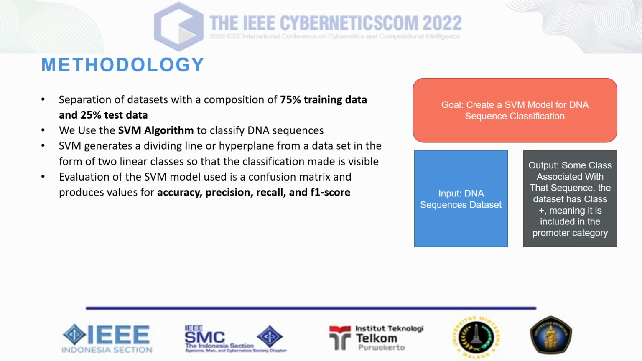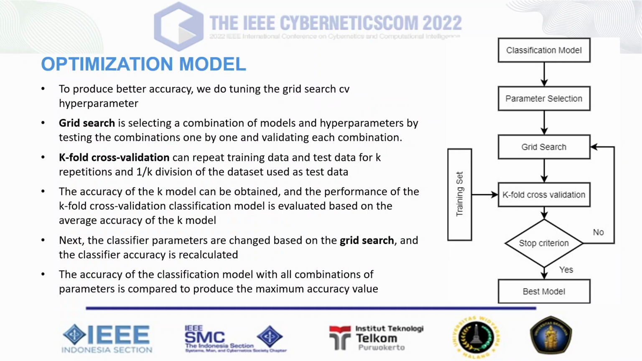SVM generates a dividing line or hyperplane from a dataset in the form of two linear classes so that the classification method is visible. For the evaluation, we use a confusion matrix and produce values for accuracy, precision, recall, and F1 score. This research goal is to create an SVM model for DNA sequence classification, and the input data is a DNA sequence dataset, and the output data is the class associated with that sequence. The dataset has class plus, meaning it is included in the promoter category.